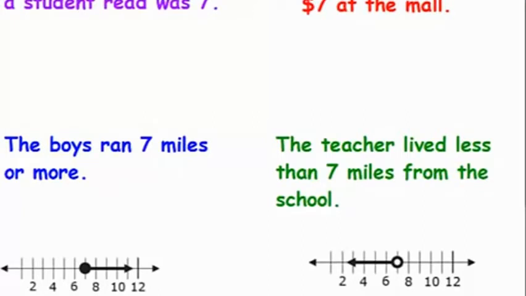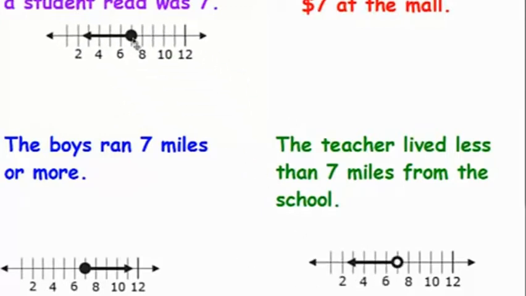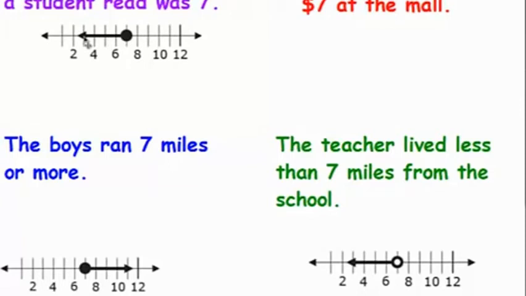Now we're going to match a sentence with the correct graph. Let's look at the purple one first. The most number of books a student read was 7. Okay, so someone could have read 7, but they could have read less as well. You start at 7, you fill it in because it could include 7, and it has all the number choices that are smaller.